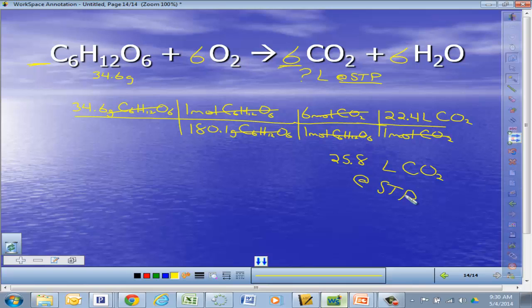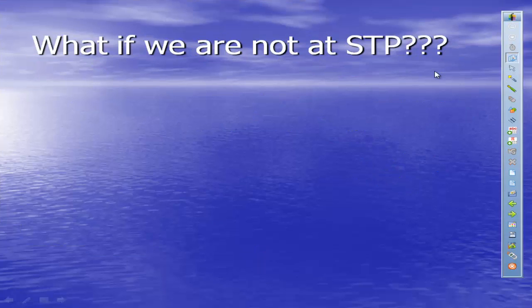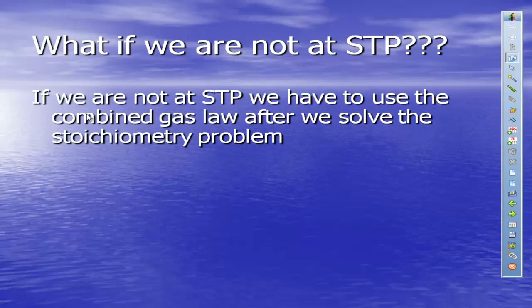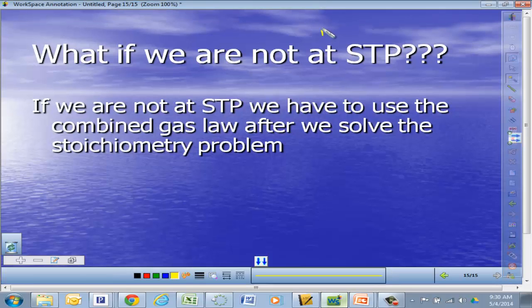So if you have a mass to volume stoichiometry problem and we're at STP, you just simply run the railroad tracks like you've been told or like you've learned. But as it says here, what if we're not at STP? One thing I want to do is remind you of the type of problem we're doing. We're going from a mass to a volume. I want you to look where volume's listed.